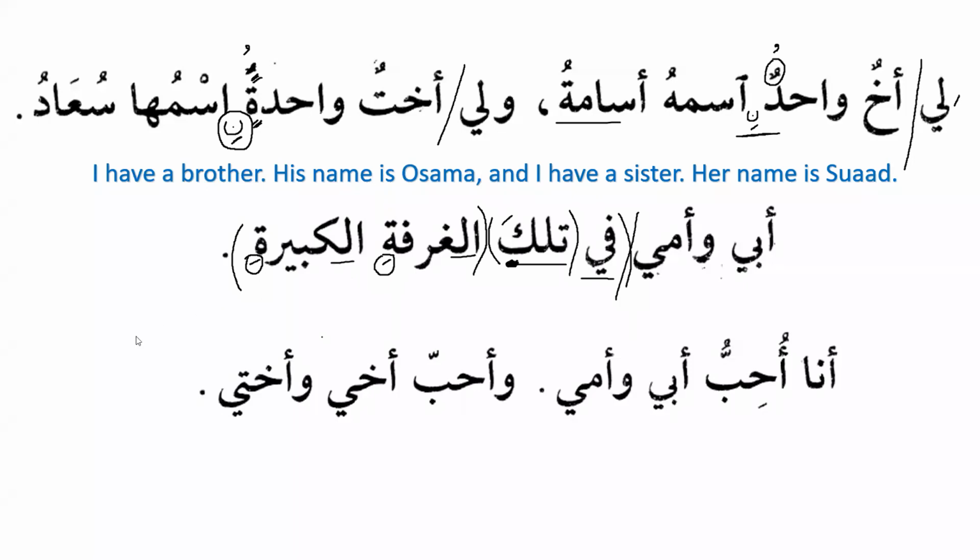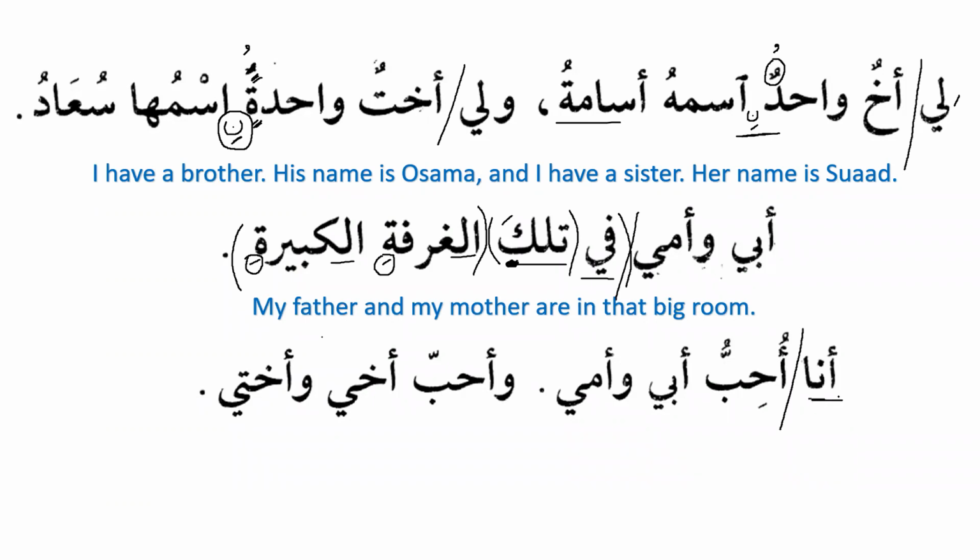Now here we have introduction to the verb. Ana uhibbu abi wa ummi. I love my father and my mother. Okay, now what kind of sentence is this? Is it a nominal sentence or is it a verbal sentence? Ana uhibbu abi wa ummi. This is a nominal sentence. It's al-jumla al-ismiya. Why is it al-jumla al-ismiya? Because it starts with a noun. So whenever a sentence starts with a noun, that means it is a nominal sentence, al-jumla al-ismiya.